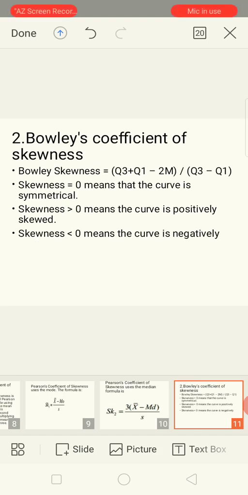Second method is Bowley's coefficient of skewness. Bowley's coefficient of skewness is equal to Q3 plus Q1 minus 2 median divided by Q3 minus Q1. Skewness equal to 0 means the curve is symmetrical. Skewness greater than 0 means the curve is positively skewed. Skewness less than 0 means the curve is negatively skewed.